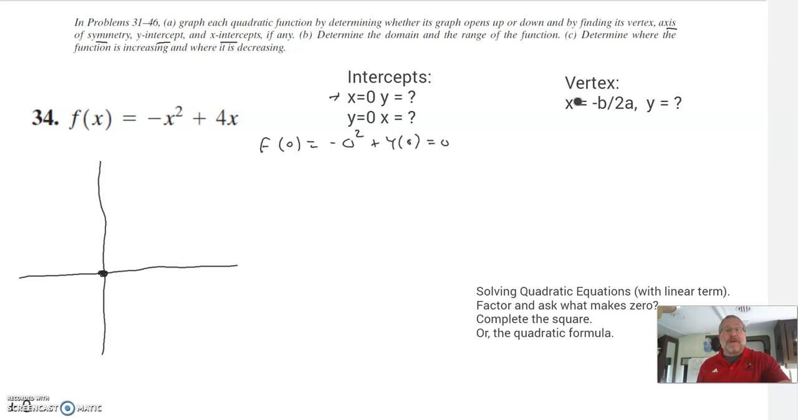X-intercepts. Oh, we got to remember how to do some algebra. Okay, this is going to be interesting. So y is 0. That's where the f of x is. So 0 gets substituted in. And this is what I'm staring at. Negative x squared plus 4x.